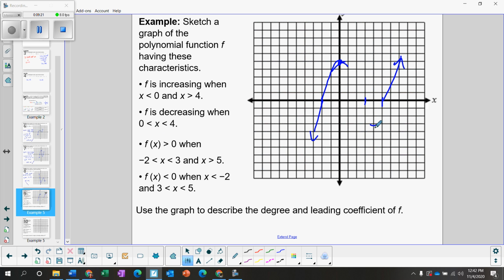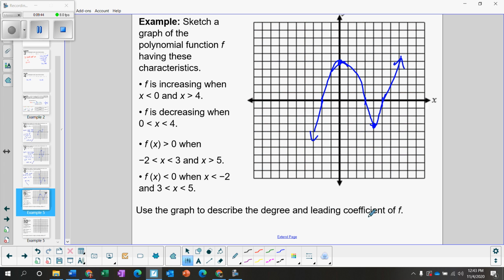So somewhere where it's 4 is where it's going to change again. And then at that 4, it'll go back up, and it increases for everything bigger than 4. So that is a rough sketch of what this could be, right? It could be much higher here. It could be much closer here. This is just a rough sketch.